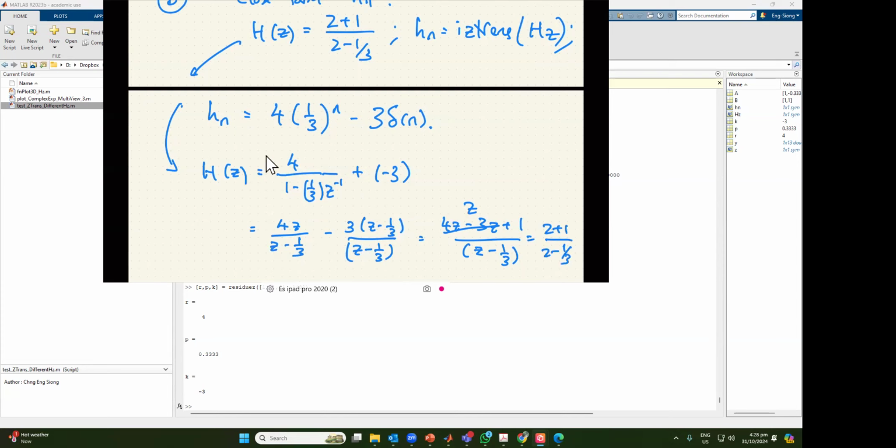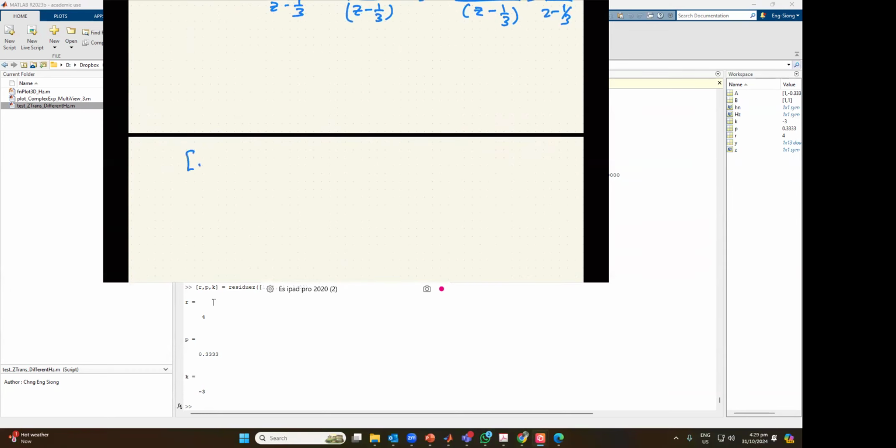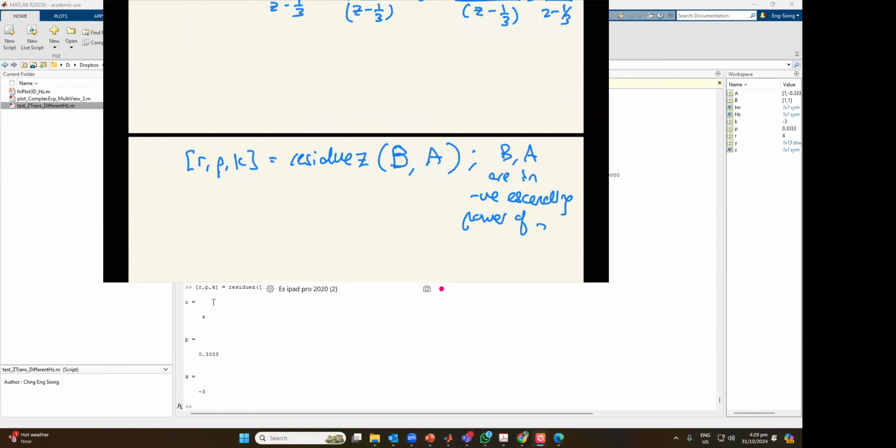From this to the partial fraction expansion, you can use residuez. Okay? Don't use residue, use residuez. That's what I did. So I will show you the trick. If you're next, you've got MATLAB, right? [r,p,k] = residuez(b,a). And B and A are in negative ascending powers of Z^-1.